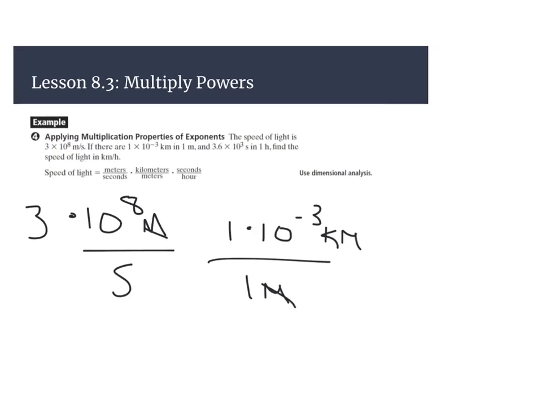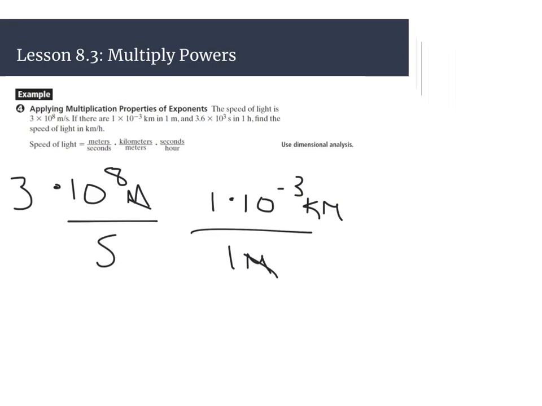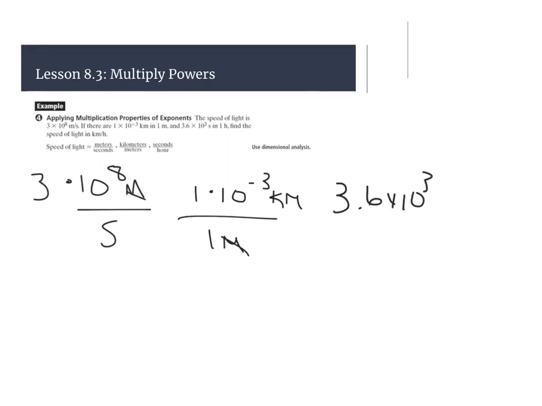And then again, we know that there's 3.6 times 10 to the 3rd seconds in 1 hour. So if I put that 3.6 times 10 to the 3rd, and that is seconds in 1 hour, notice how my seconds are going to be canceled out. And now I'm left with kilometers per hour. So what I'm doing here is I'm just multiplying these 3 numbers together. But again, setting it up, I can see why I have to multiply and maybe not divide as we would in some of our other factor label problems that we've done.